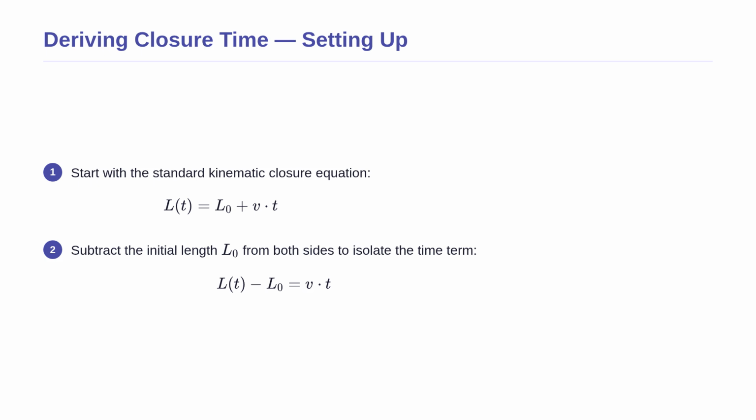We start with our standard linear equation. Our first mathematical step is to isolate the term containing time. We do this by subtracting the initial length, L0, from both sides of the equation. This leaves us with the total change in length on the left side, equal to the velocity multiplied by time on the right side. This sets us up perfectly for the final step.